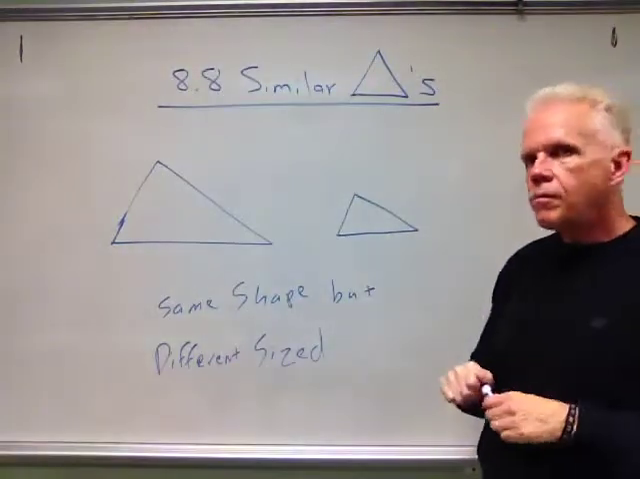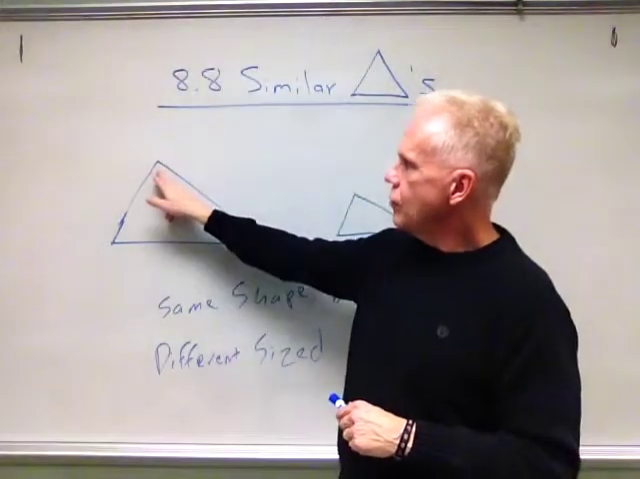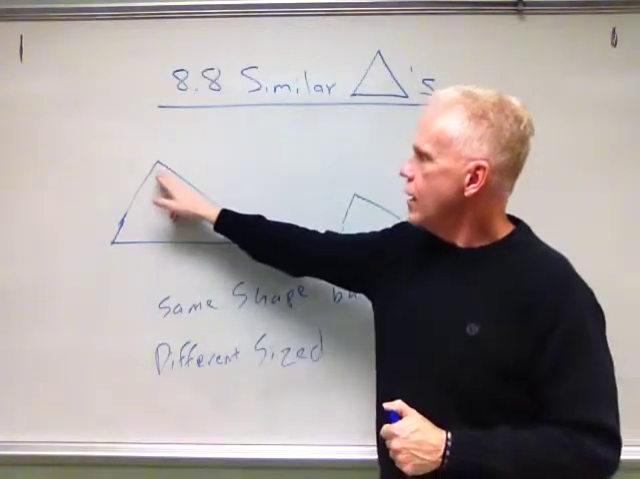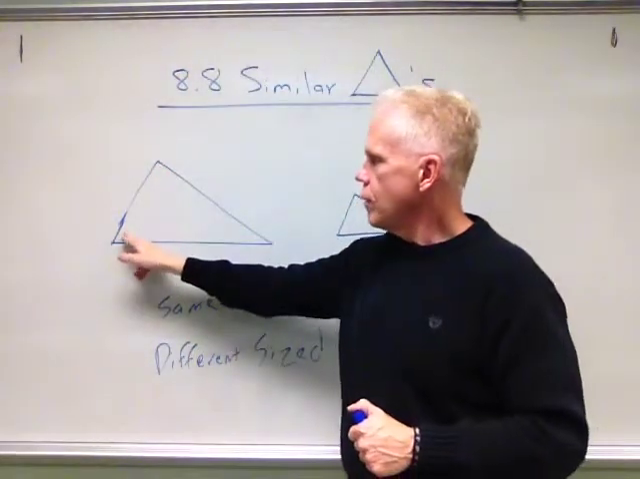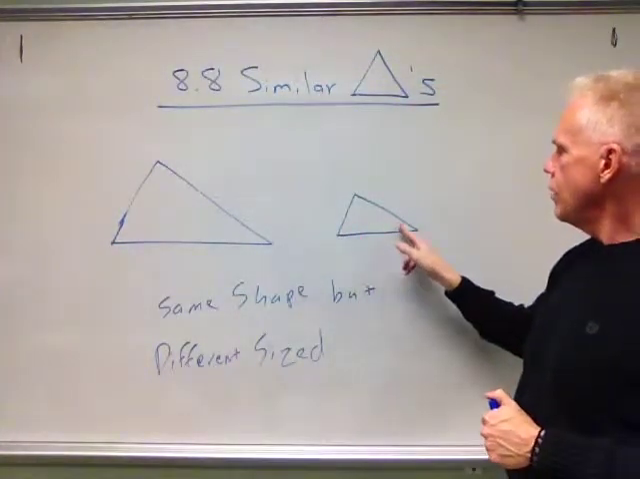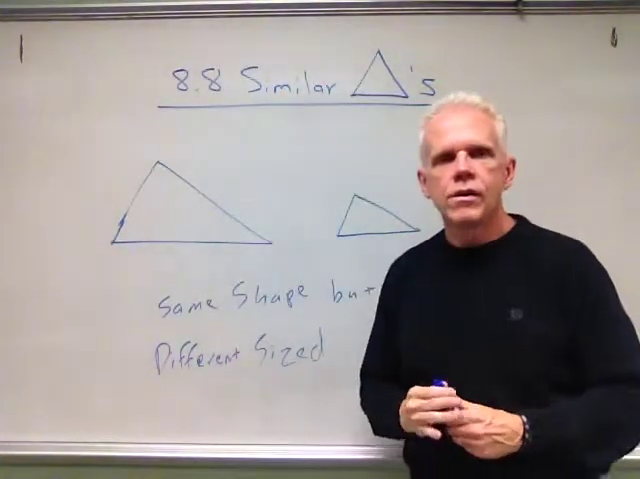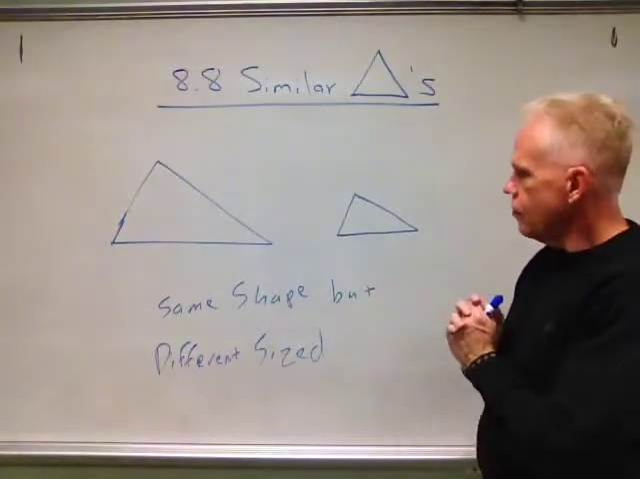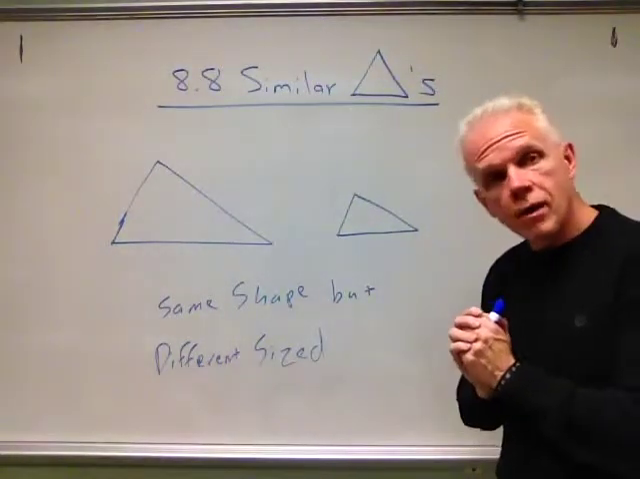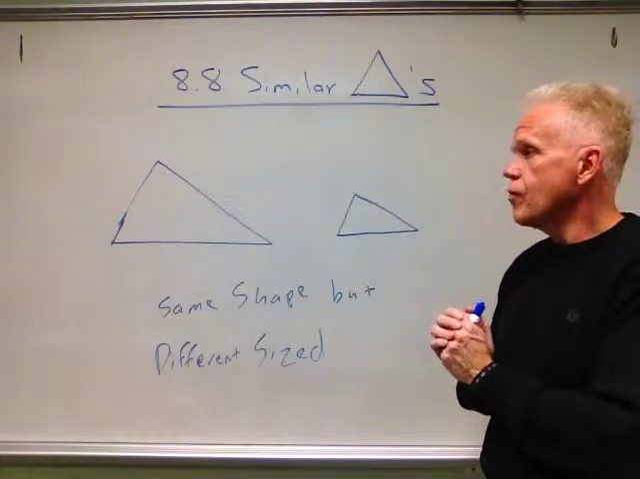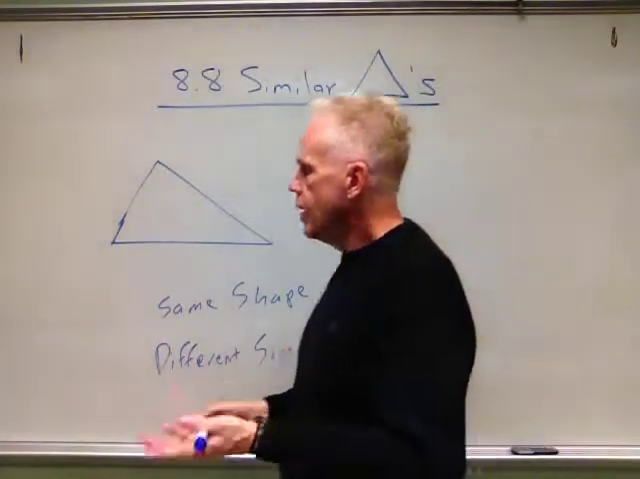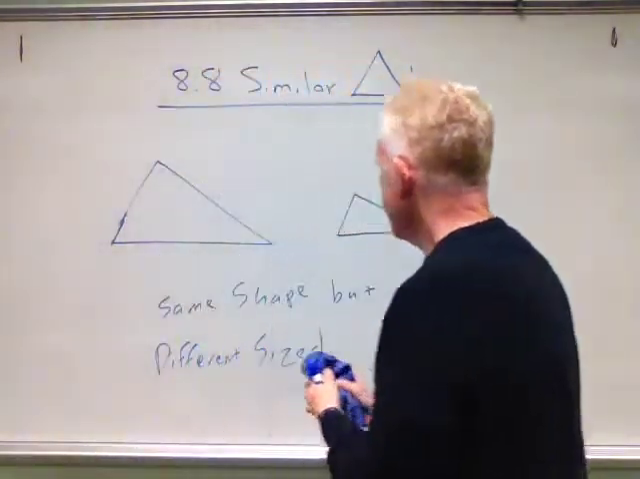Now, what makes the shape the same is actually the angles will correspond. Okay, so this angle right here would measure equal to this angle. This angle over here would measure equal to this angle, and this angle would measure equal to that angle. They are the same shape because they have the same angle measures, but they're different sizes. That makes them similar triangles. Same shape, different size.